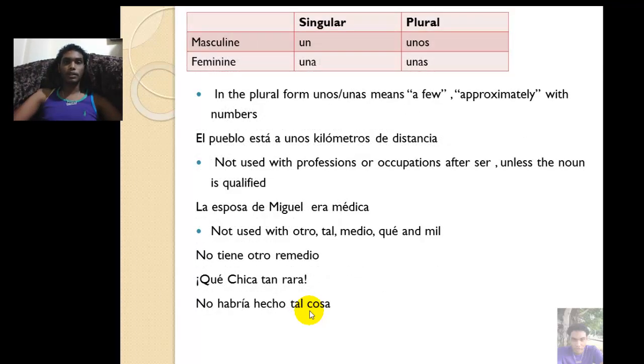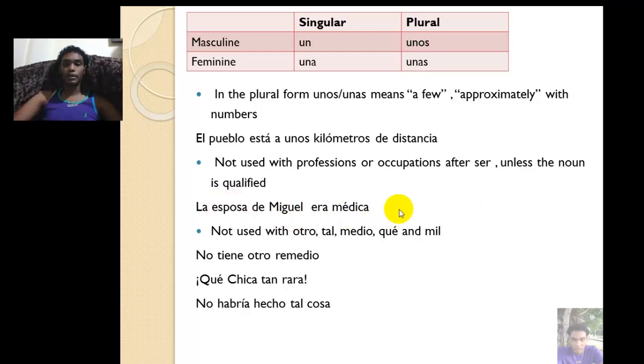Now going on to un, unos, una, and unas. These are translated to mean a few or approximately with numbers. For example, el pueblo está a unos kilómetros de distancia. Okay? They are not used with occupations, especially after ser, unless the noun is qualified. La esposa de Miguel era médica. Miguel's wife was a doctor, a female doctor.